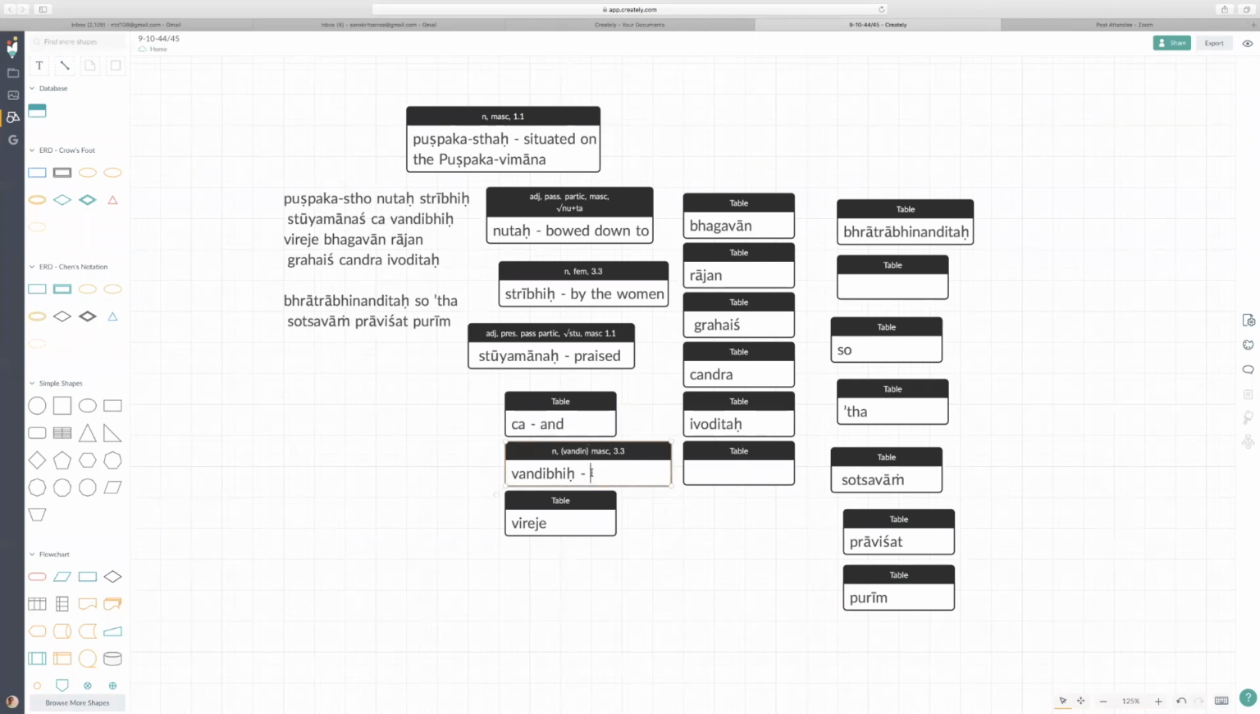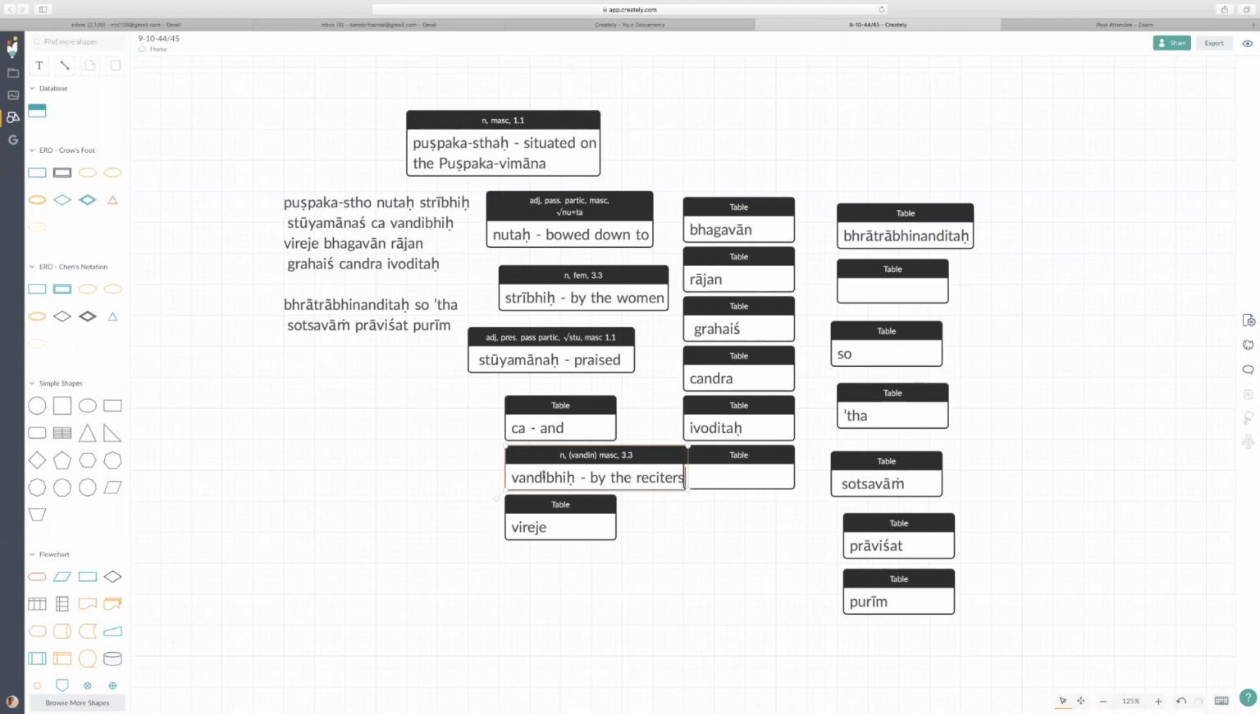So how do we translate this third case, third vibhakti? For example, just give me one meaning of it. By the reciter. By the reciters. Okay, like that.